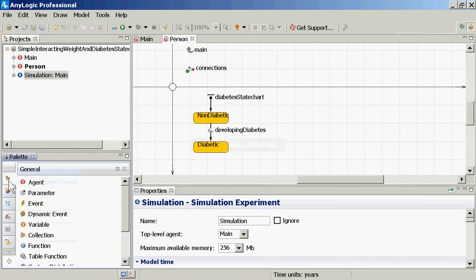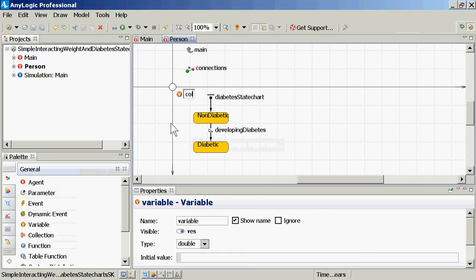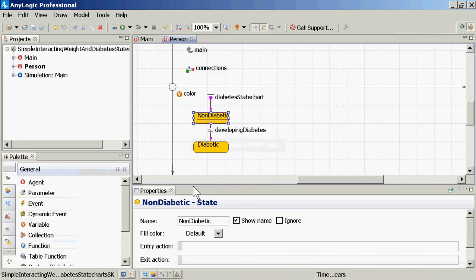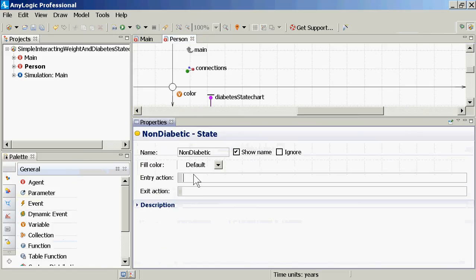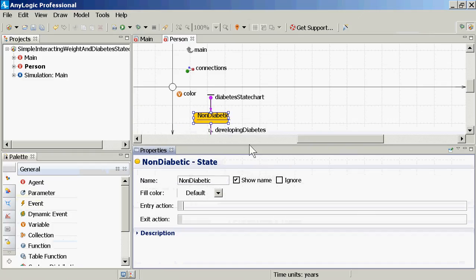In the General tab. So, ladies and gentlemen, we're going to drag a variable into this model, and it's going to be called color. It's going to be called their color. And we're going to set their color to be different depending on what state they're in. There are many ways of actually setting the color of that oval, but this is one of them that scales reasonably well.